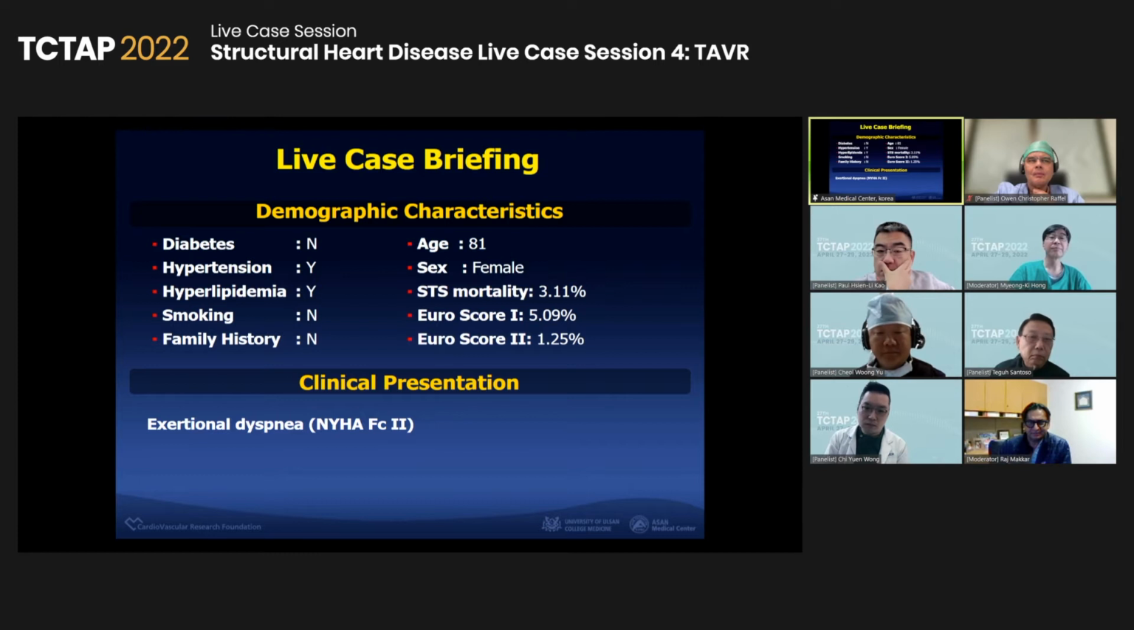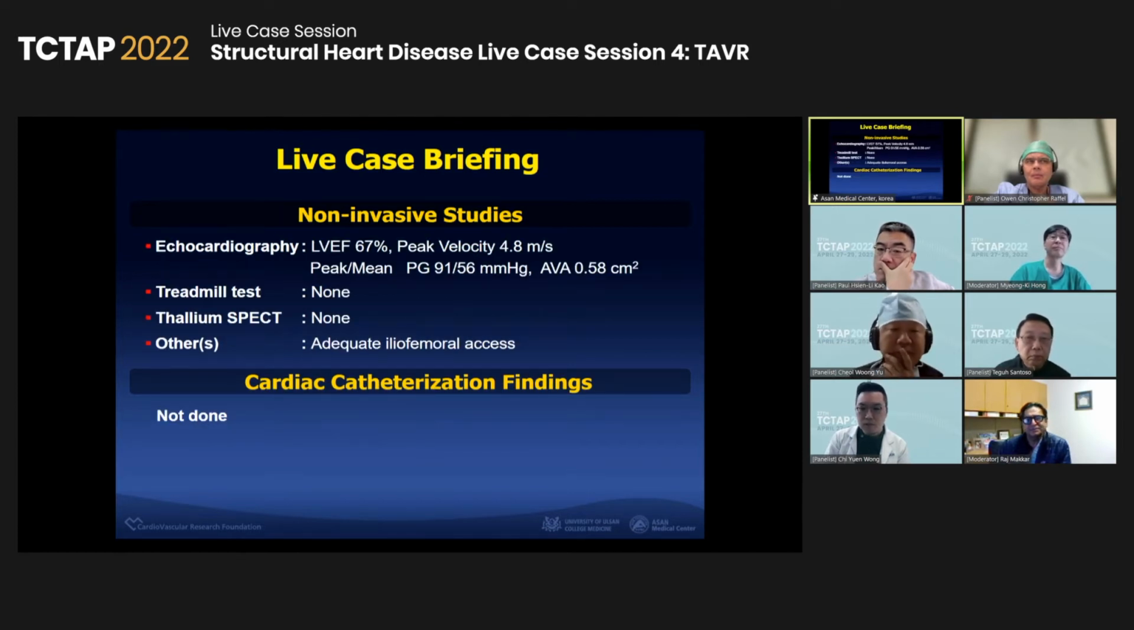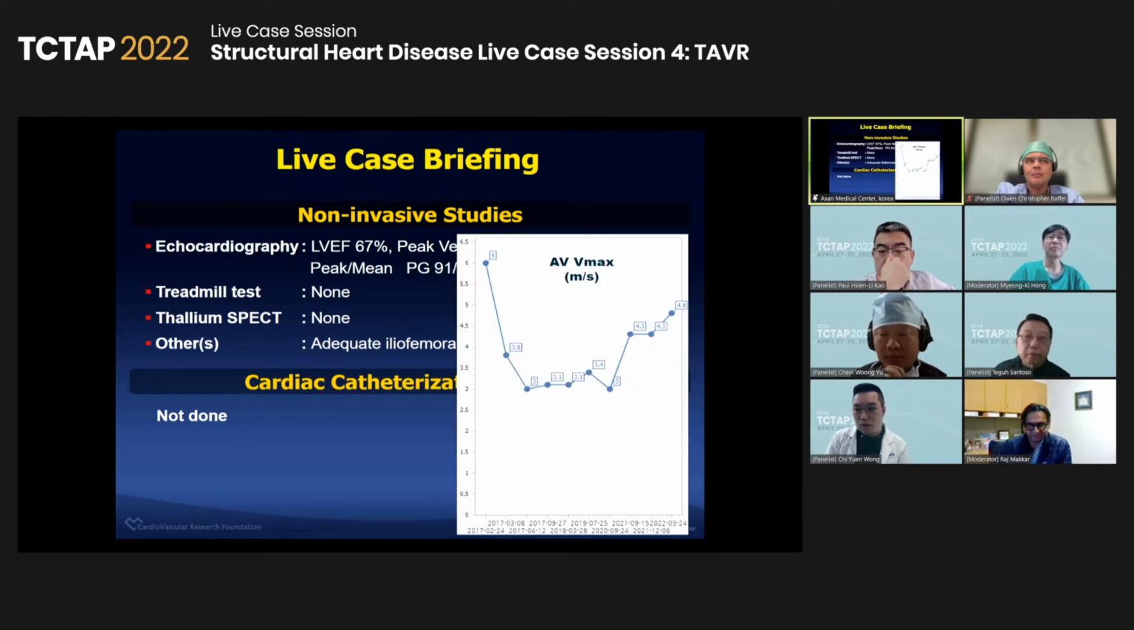Her STS score for mortality was 3.1. The echo showed normal ejection fraction and a peak transaortic velocity of 4.8 meters per second. Her peak and mean pressure gradients were 91 and 56. This is the aortic valve Vmax. Just after the TAVI, the Vmax was 3.0, and after 5 years, it increased up to 4.8.